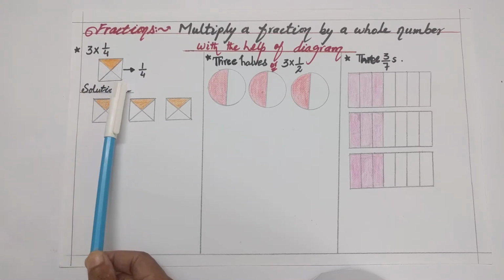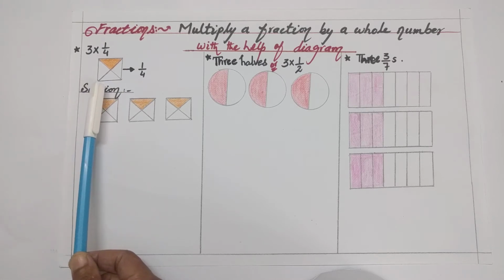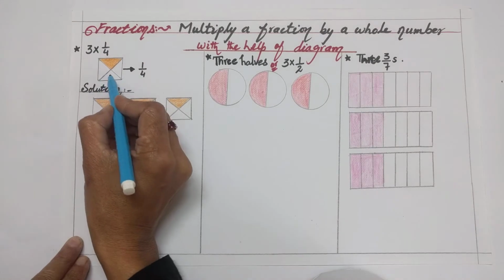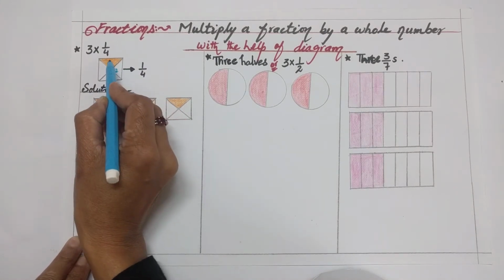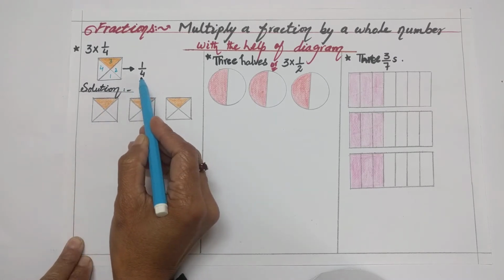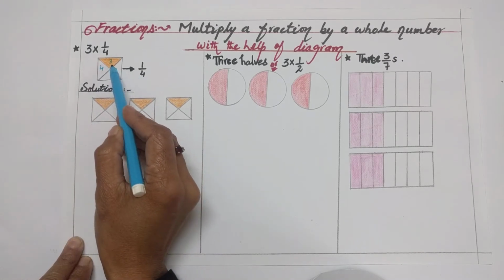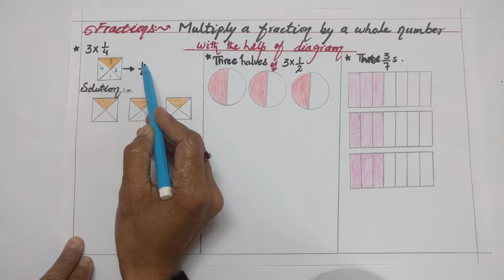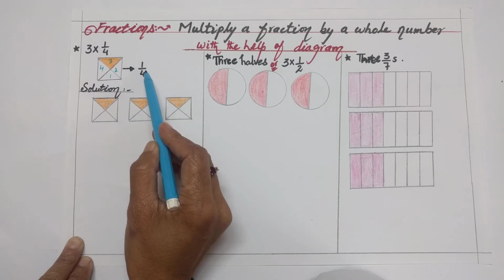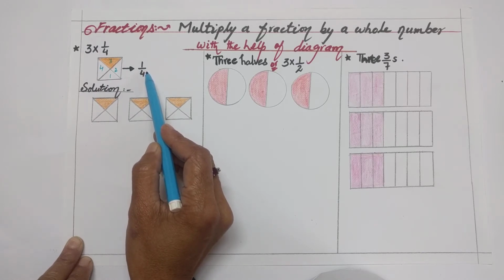As you can see, there is a square. In this square we have total 4 parts. Total equal parts are 4: 1, 2, 3 and 4. That's why the denominator is 4. As one part is shaded, that's why the numerator is 1. So according to this diagram, our fraction is 1 by 4.